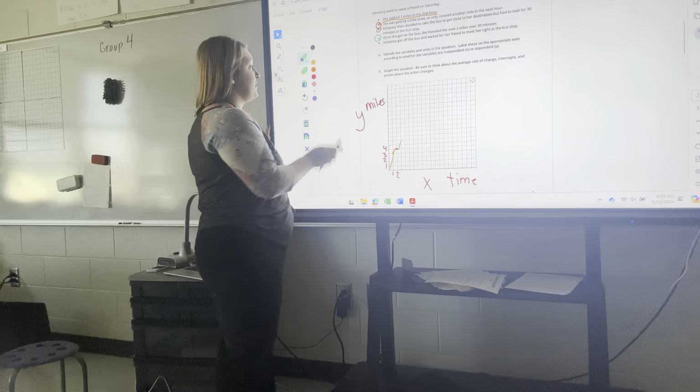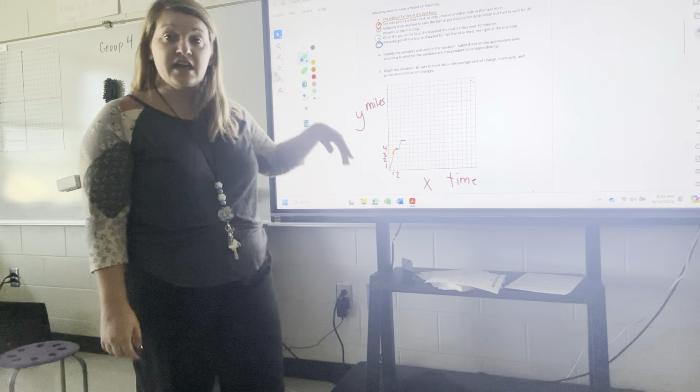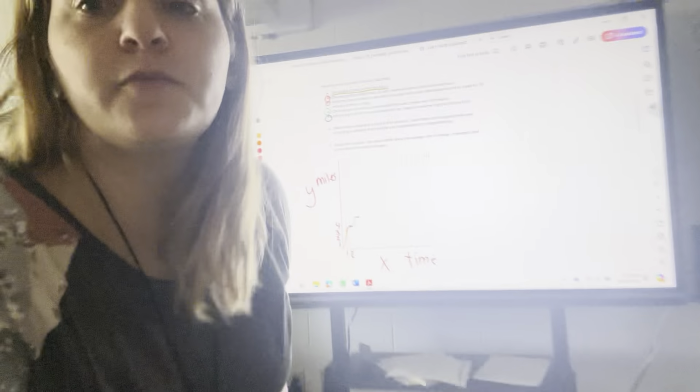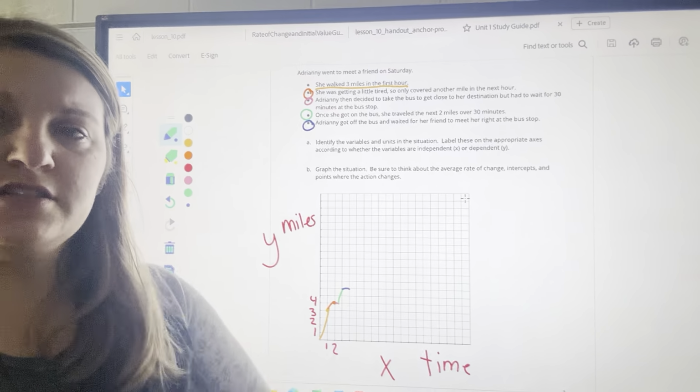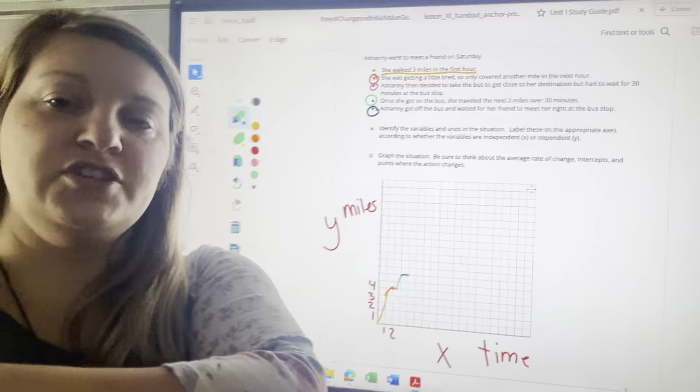So now we have A, identified the variables in this situation, and we labeled them on appropriate axes. So we have our x-axis, which is time. It's our independent value. Then we have our y-axis, which is miles, and that's our dependent value. And then we're going to think about graphing the situation and be sure to think about rate of change, intercepts, and the points where the actions change. So we did all of those things, and we are now done with problem 2. I'm going to take a picture because hopefully I can show it to you. I'll try to put all these pictures in the team, so if you have any questions about the actual answer.